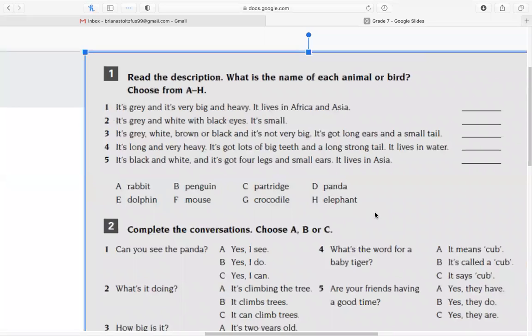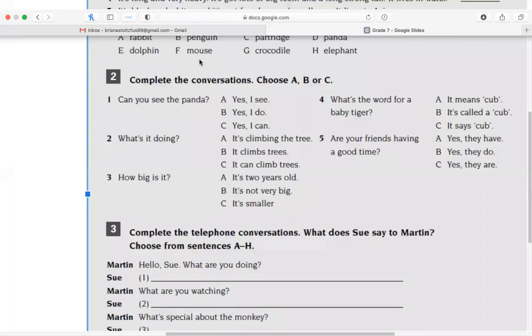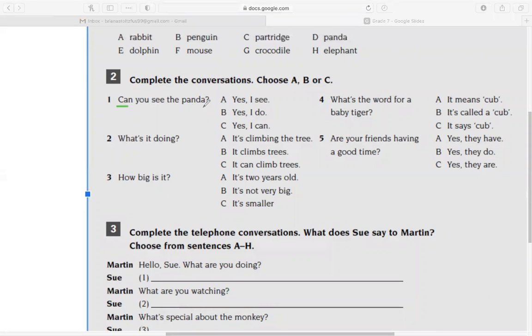Next, complete the conversations. Read the question and choose the answer. Number 1, can you see the panda? A, B, or C? Yes, I see, yes, I do, or yes, I can. Well, the verb is can, so the answer will also have can. Yes, I can.